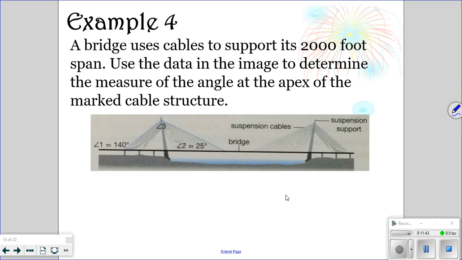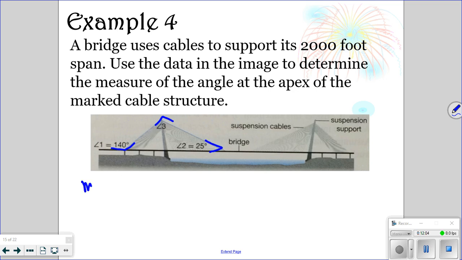So now we're going to look at this one. A bridge uses cables to support its 2,000-foot span. Use the data in the image to determine the measure of the angle at the apex. That's at the top of the marked cable structure. So they tell us this exterior angle is 140. We don't know this interior angle, and we know this one is 25.